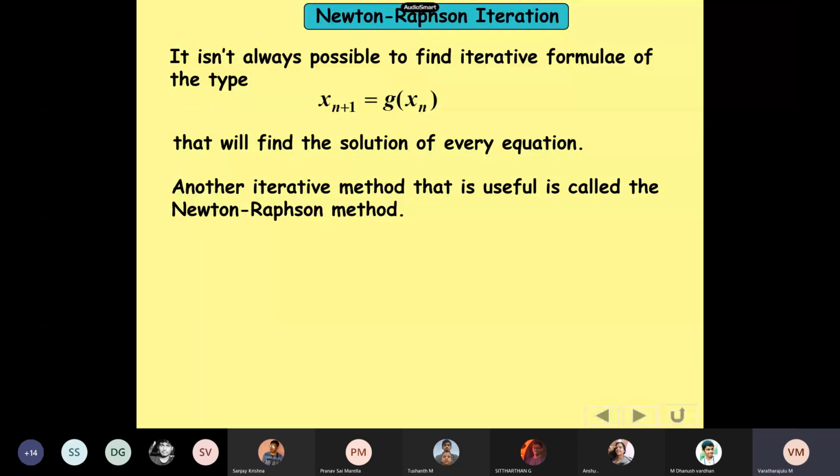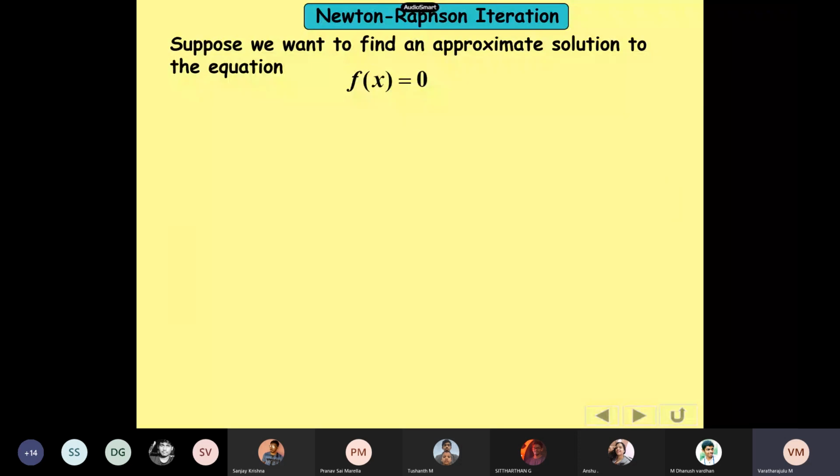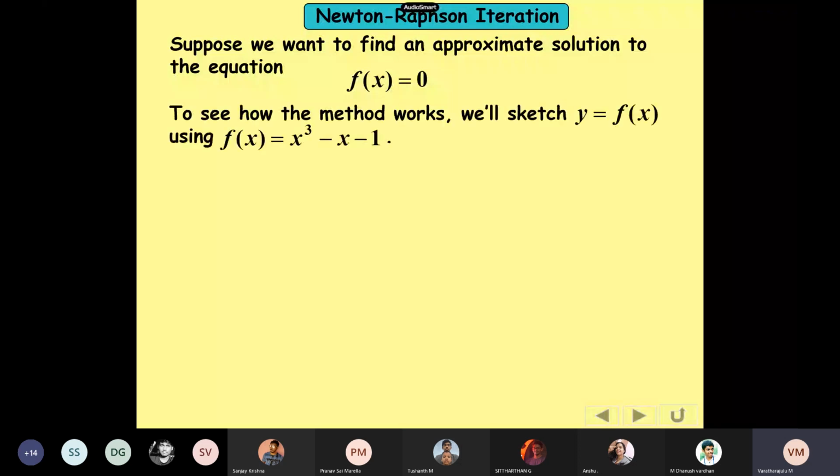Let us say we want to find an approximate solution for an equation f of x is equal to 0. Assume f of x is equal to 0. Let this be the function, that is y is equal to x cube minus x minus 1. What we need to do first is assign some particular values for x. Let us begin with 0.